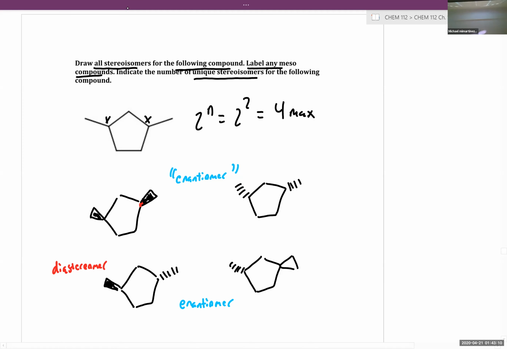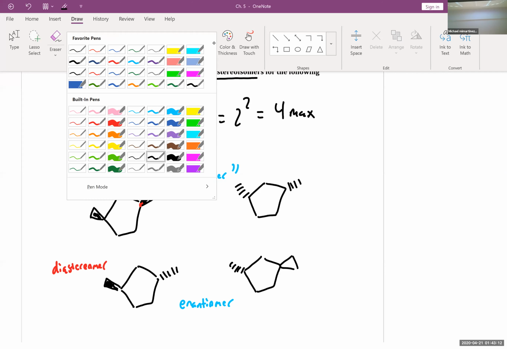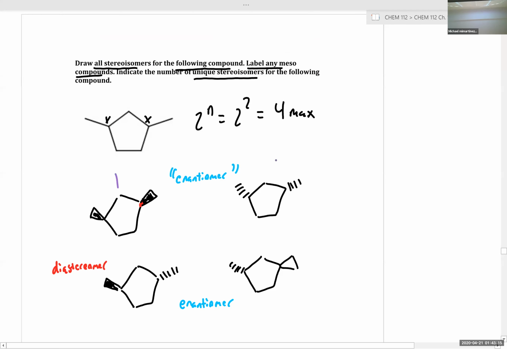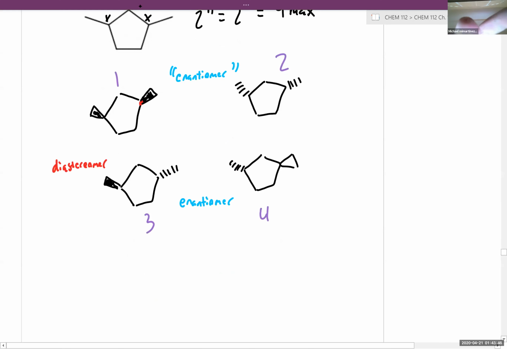Okay, I'm going to put some numbers next to my structures. 1, 2, 3, 4. So which structures have a plane of symmetry? Which structures have a dividing line that if you cut it through your molecule will lead to the identical substituents, both in terms of the type of substituent and the stereochemistry of the substituent? And I see a lot of people typing 1 and 2, and that's exactly right.